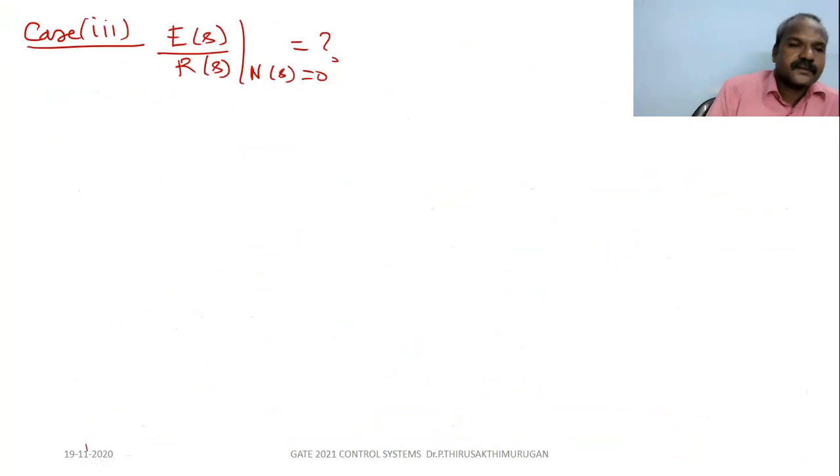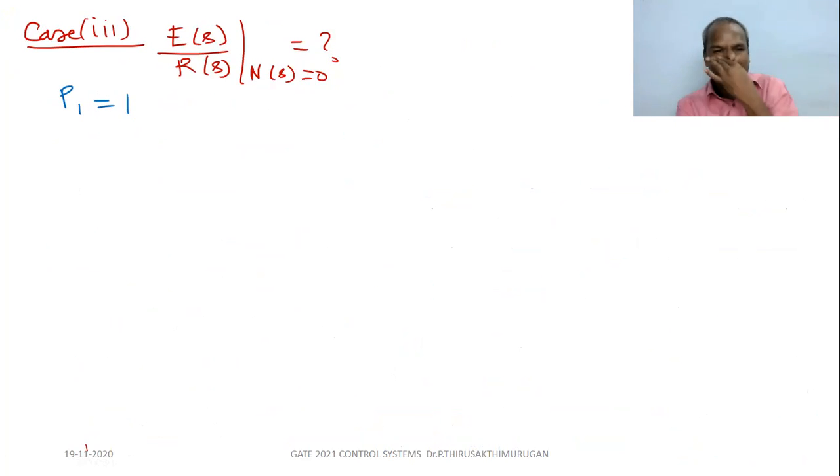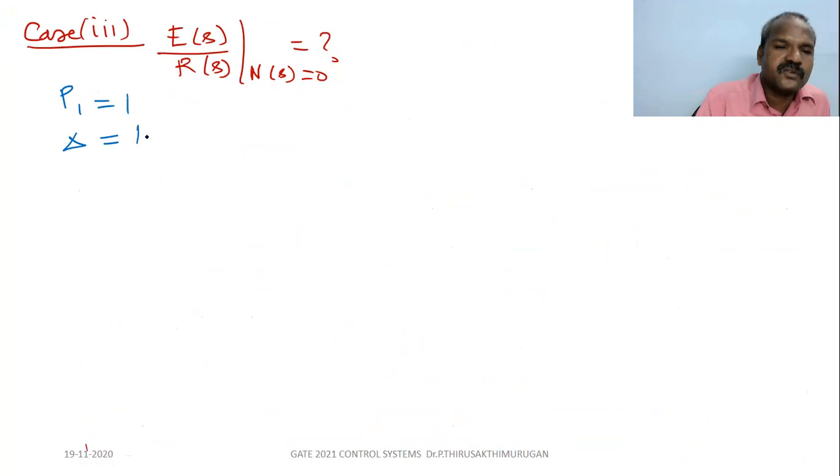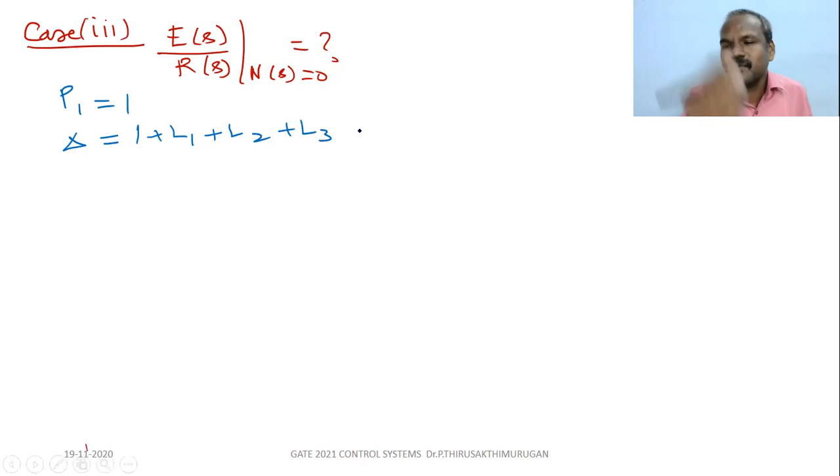Please do it. So in this case, the number of forward paths P1 equals 1. What is the P1 gain? Gain is also 1. So what is delta? Delta is the same as that of the previous case: 1 plus the sum of individual loops, L1 plus L2 plus L3. So that is the same as the previous case.